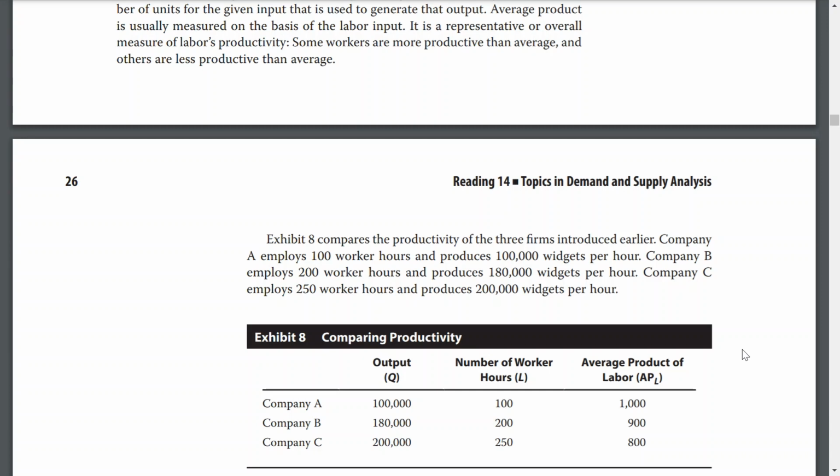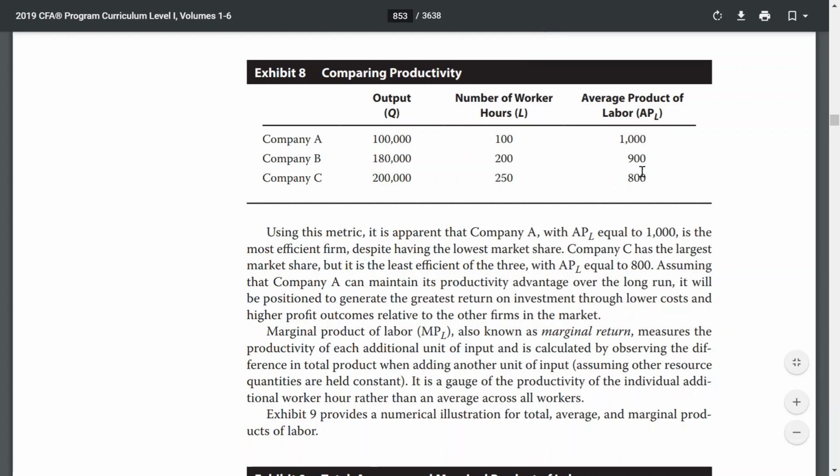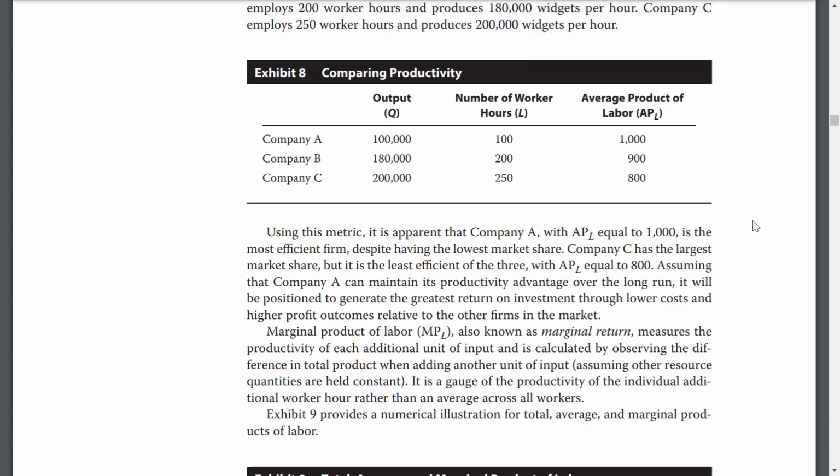Company B employs 200 worker hours and produces 180,000 widgets per hour. Company C employs 250 worker hours and produces 200,000 widgets per hour. So here's the average product of labor. You just divide them. Using this metric, it's apparent that Company A, with APL, or average product of labor, equal to 1,000, is the most efficient firm.